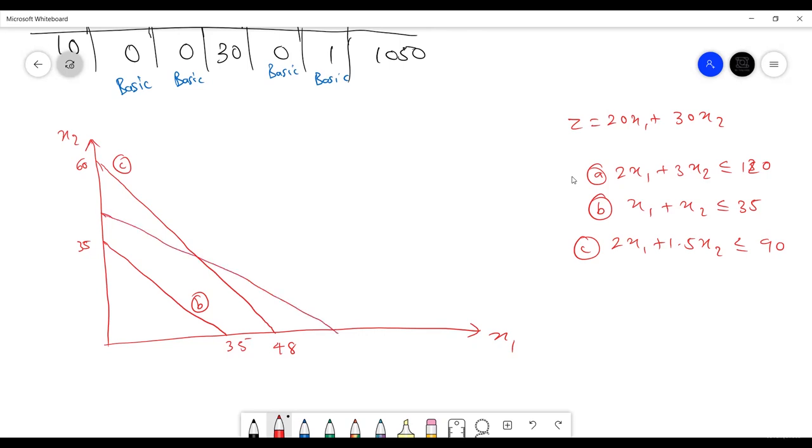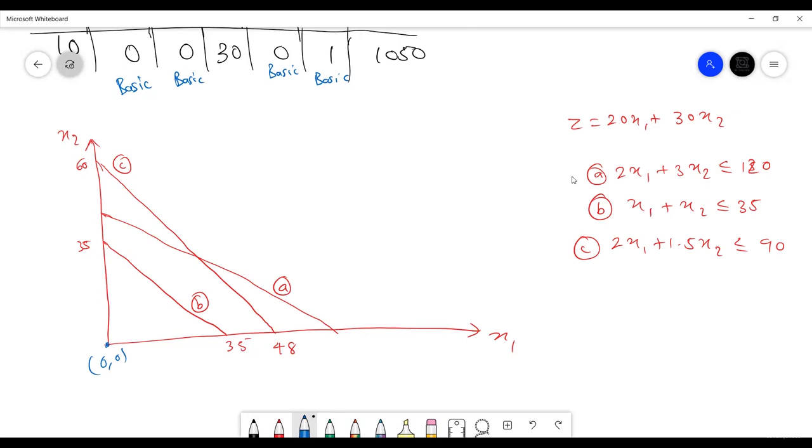Is something like this, right? This is curve A. After drawing all these three, the only area satisfying "all should be less than" is the one lying below this line. To analyze this, you can take the origin, 0, 0. If you substitute it in the first curve, it satisfies, it is correct, right? So that is the side below the line.